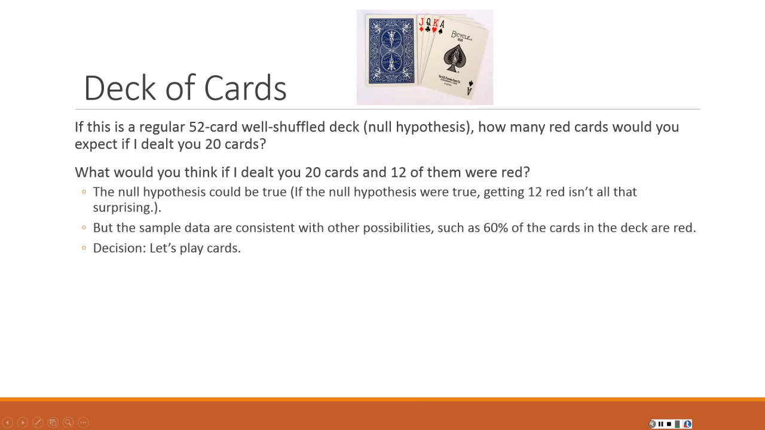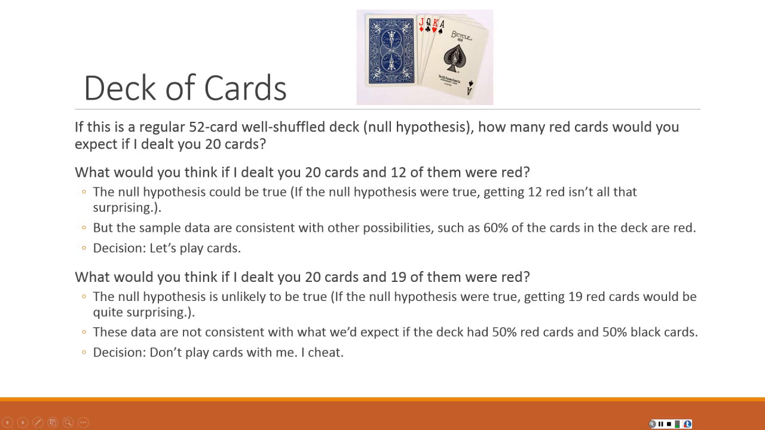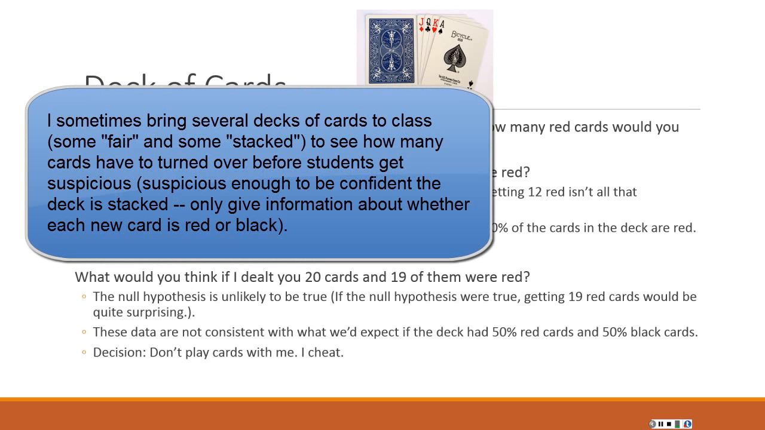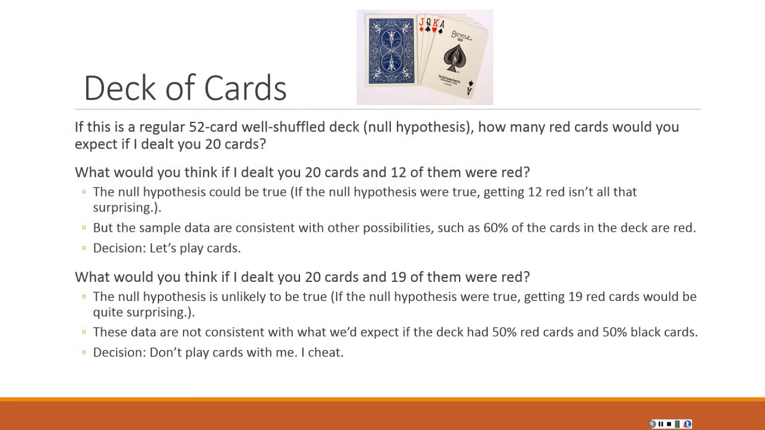At any rate, just back to the first part, we can't say that the null hypothesis is untrue. Therefore, let's play cards. Looks like we may have a fair deck of cards. We at least won't reject that out of hand. However, if I dealt you 20 cards and 19 of them are red, you should be suspicious about whether or not we have a fair deck of cards. So now, given this data, the null hypothesis is unlikely to be true.